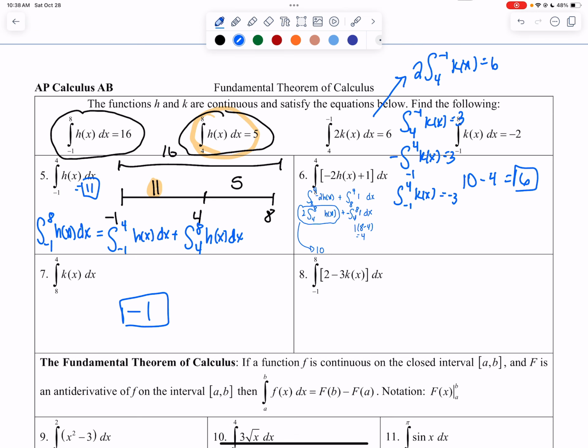Same thing for number 8. So go ahead and try this one on your own. And your answer here is going to be 24.